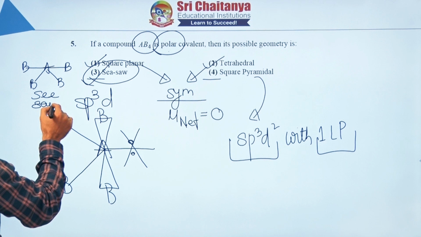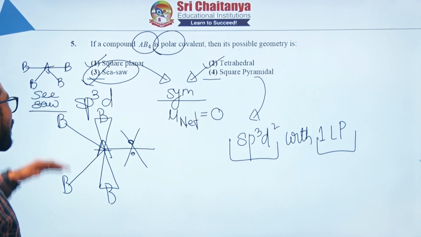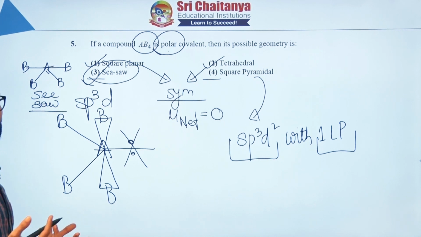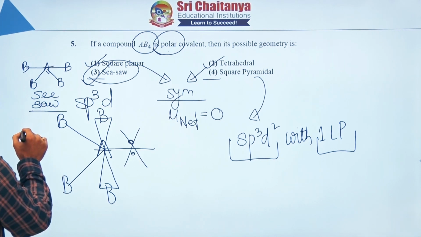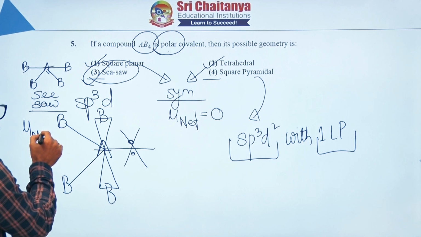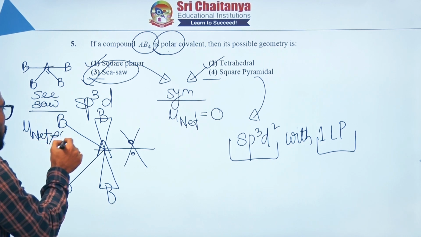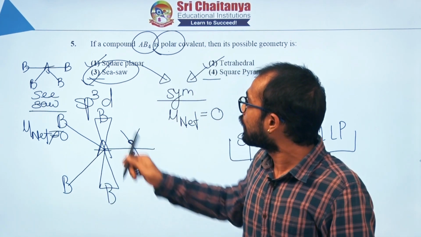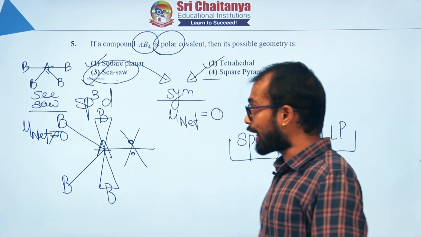This clearly resembles a seesaw, and in this particular case it is the unsymmetrical geometry. So therefore the dipole moment will not be cancelled out, and you will get a net dipole moment which is not equal to 0, and we will say it is a polar compound. So therefore the answer is 3. So quickly move on to the next question.